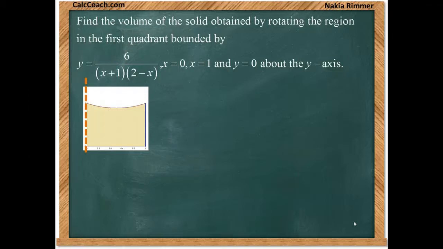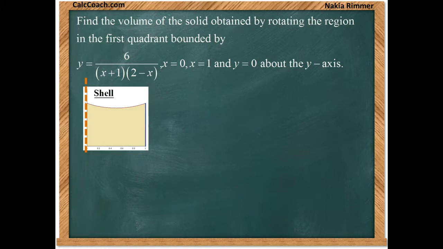Find the volume of the solid obtained by rotating the region in the first quadrant bounded by y equals 6 over x plus 1 times the quantity of 2 minus x, equals 0, x equals 1, and y equals 0. This will be rotated about the y-axis with the picture provided, so you don't have to worry about trying to know what this function looks like. We're revolving around the y-axis, which pretty much then tells us that we must do shell method.